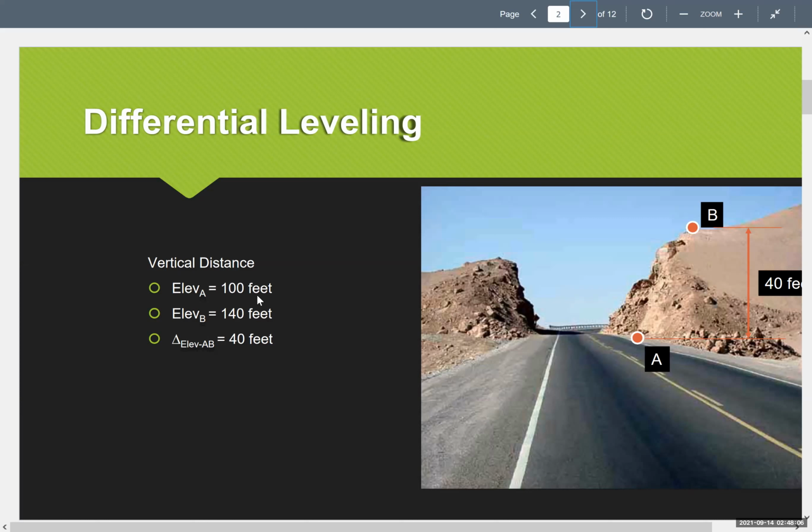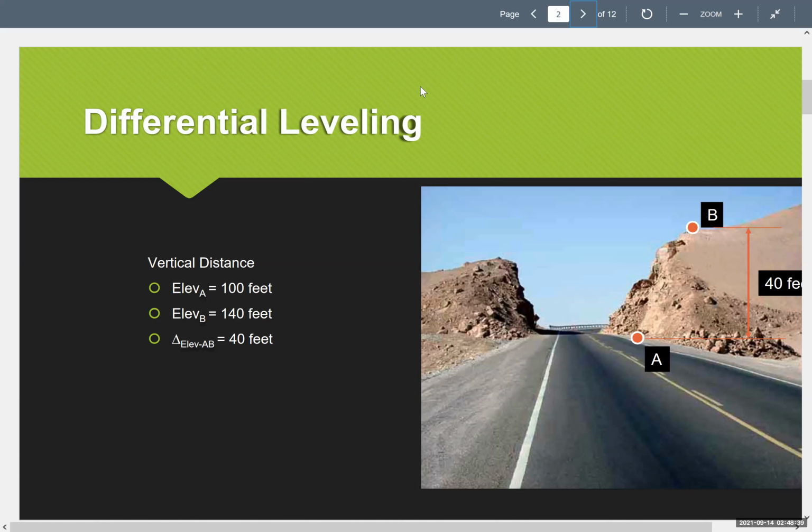Okay, so we're looking at point A, and point A, I'm telling you on the left side, has an elevation of 100 feet, and point B has an elevation of 140 feet. So the difference in elevation between these points, which again, they're using delta as the difference, it's 40 feet. So had I known the elevation of point A, let's say point A is a benchmark, and I knew that elevation, I could use something referred to as differential leveling to determine what the elevation is at B. And differential leveling is the difference in elevation between the two.